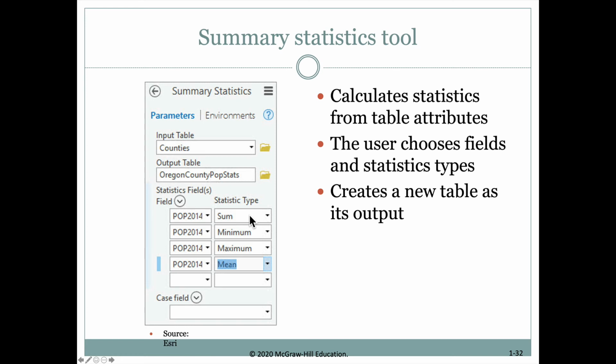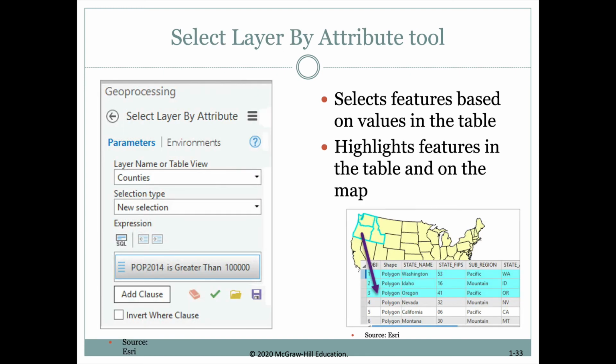The sum of all of those populations, the minimum population, the maximum population, and the mean. So this is actually going to create a new table. We can work with both tables and GIS layers using these tools in the toolboxes and in the geoprocessing tools.